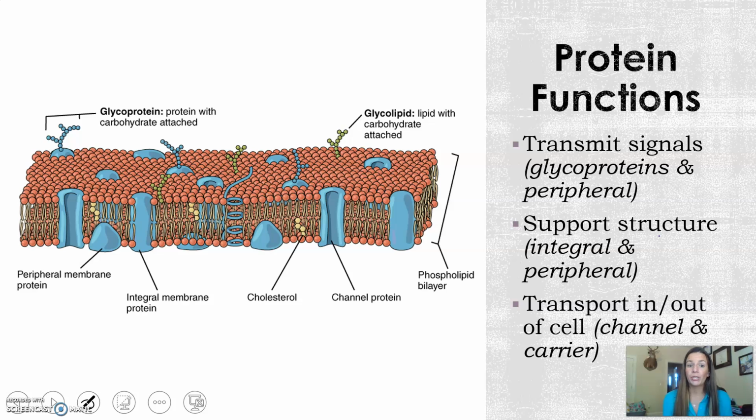So glycoproteins and peripheral proteins help transmit signals, okay? The structure of the cell membrane is supported by integral and peripheral proteins. And then you have your transport proteins, which go with cell transport, which we'll get to in just a minute. Those ones help move things in and out of the cell.